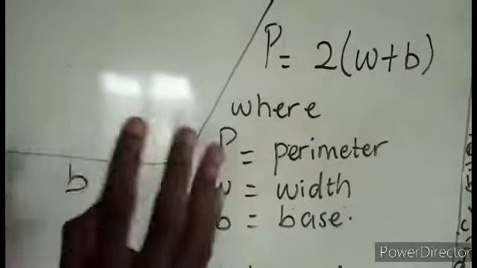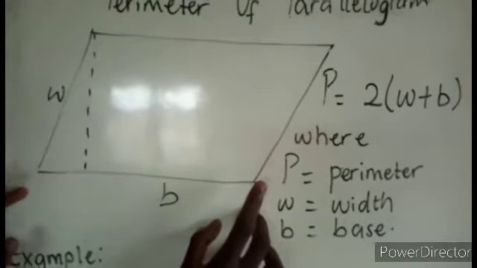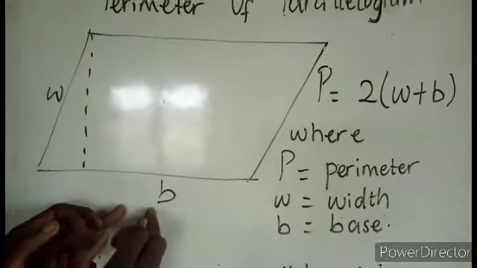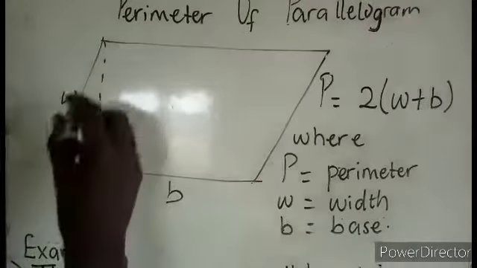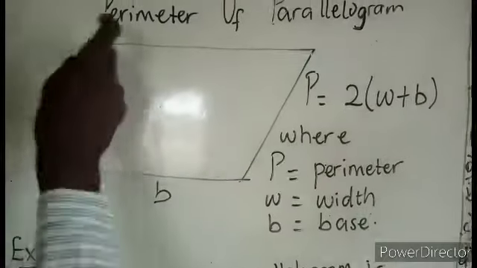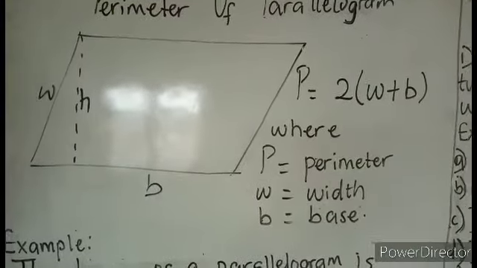I'm going to show you this on the picture. Now this is a picture of a parallelogram. Down here is the base. Here is the width, and this shows the height. This dotted line shows the height of the parallelogram. We are going to be working with all of these properties, that is the base, the width, and the height, as we move on. So remember, the formula for perimeter is P equals 2 in brackets W plus B, where W stands for width and B is the base.